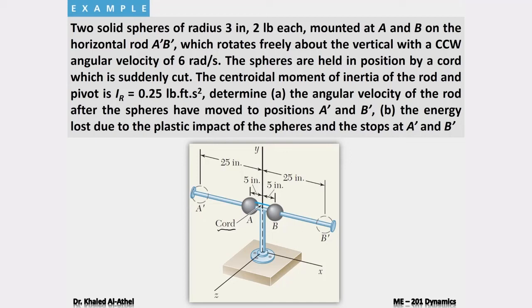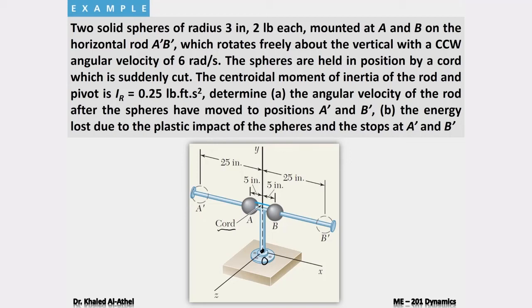Now, the centroidal moment of inertia of the rod and the pivot is I_R equals 0.25. So I have I for the T shape, which is I' B' 0.0. Let's call this 0.0. So the moment of inertia for the T-shaped rod is given to you.